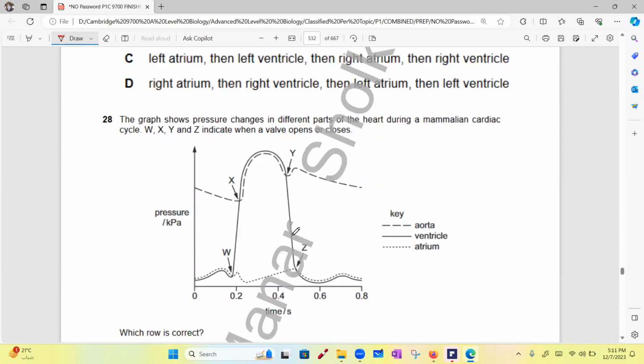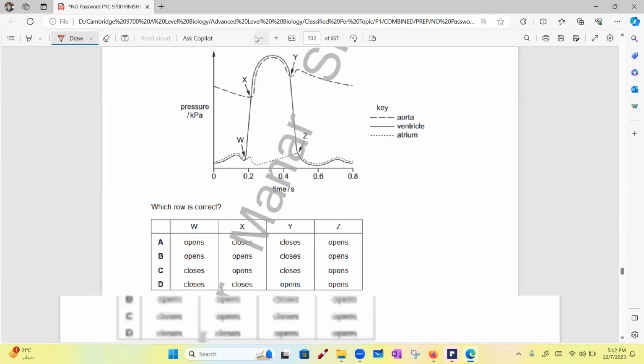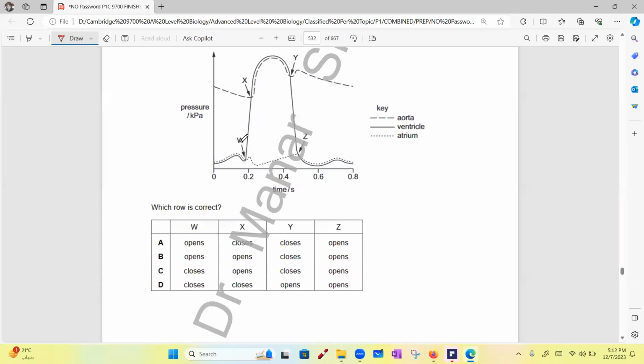The graph. This is for Yassine. The graph shows pressure changes in different parts of the heart during a mammalian cardiac cycle. W, X, Y, and Z indicate when a valve will open or close. Which row is correct? Now, you just have to look and tell me. W, Yassine, does the valve open or close here at W?